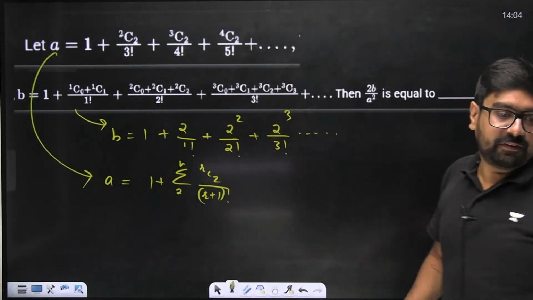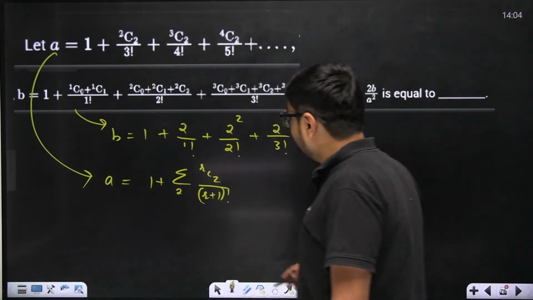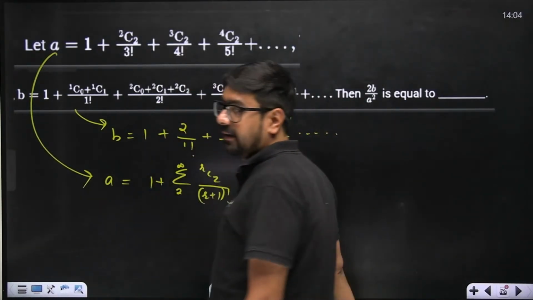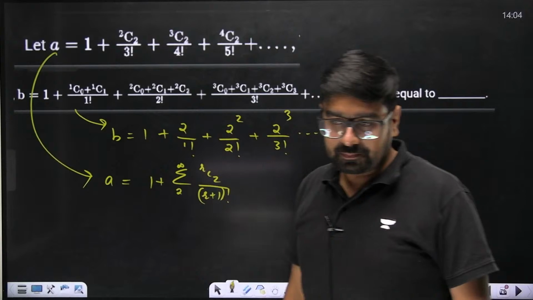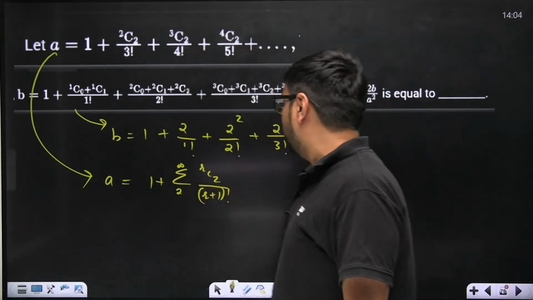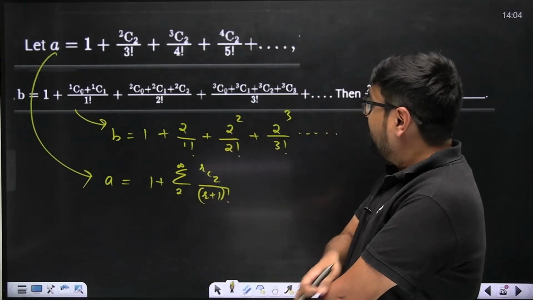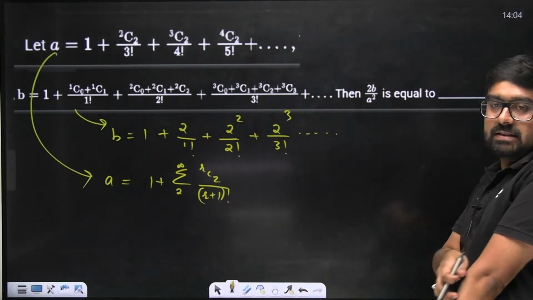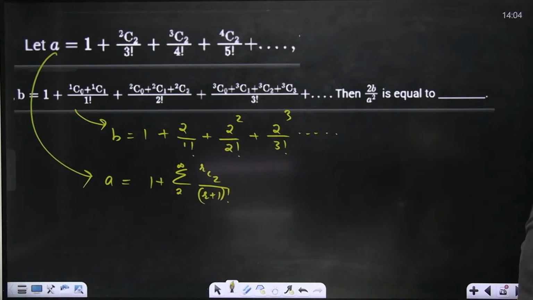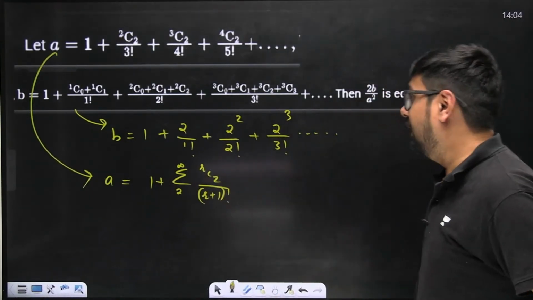It is infinity actually, not even an infinity, right? This is a long series. Till infinity it will keep going on like this. Correct? So 2 to infinity RC2 by r plus 1 factorial. This is this expansion, and B is very simple. B we will be able to calculate because this is simply e to the power 2 minus 1.